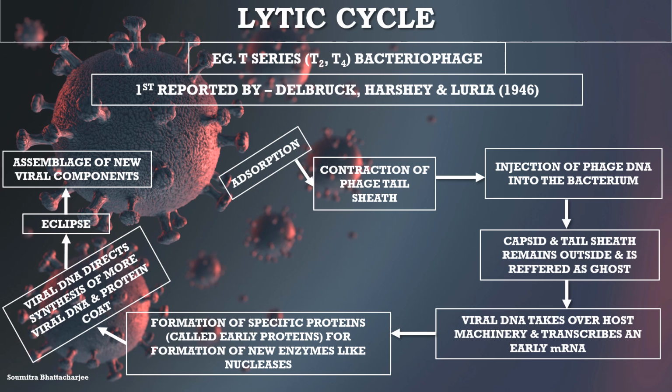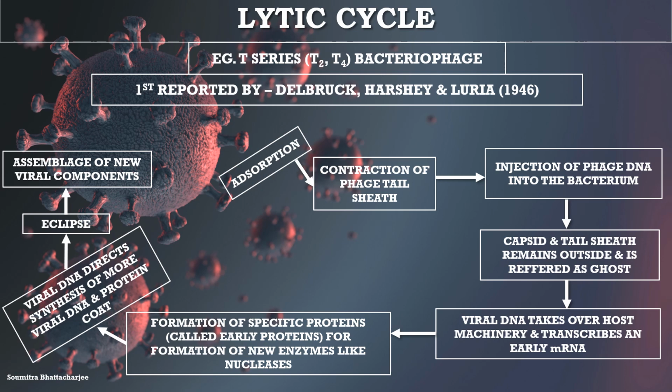Then the tail sheath contracts and the phage injects its DNA into the bacterium. This costs the virus an approximate of 140 ATP molecules. The capsid and the tail sheath remain outside the cell, and they are now referred to as the host body. This viral DNA takes over the host machinery and transcribes an early mRNA to form specific proteins for making new enzymes like nucleases, which will degrade the bacterial or host DNA and RNA.